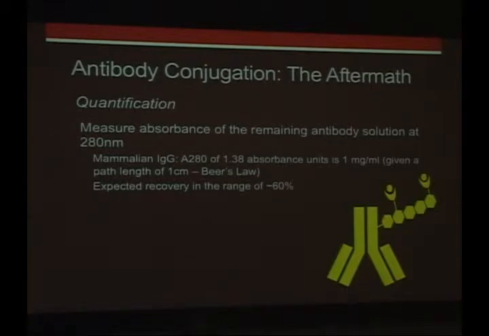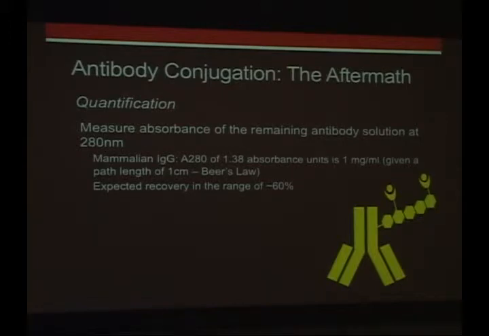So the aftermath. What do you do when you have a newly conjugated antibody? First is to quantify it, which is nice to ensure that you're using a reliable and precise concentration in all of your staining. So we just measure the absorbance at 280 nanometers on a NanoDrop or some other spectrophotometer.